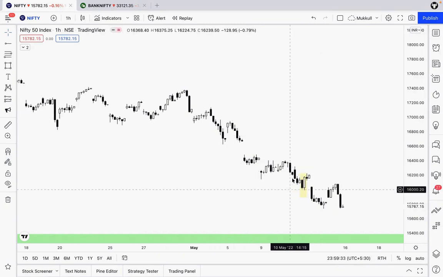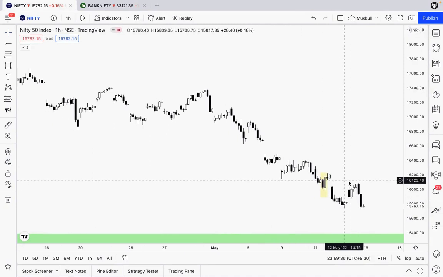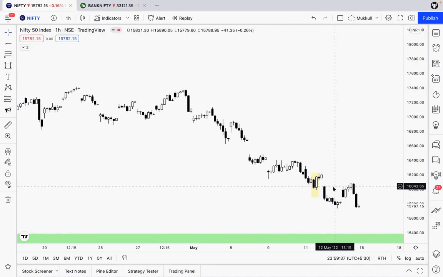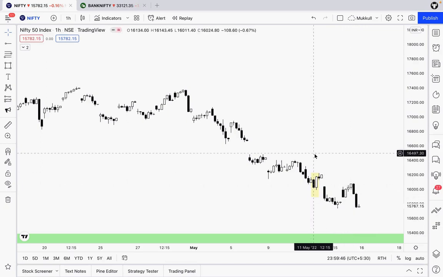Okay, but generally these types of patterns are regarded as reversal patterns. But you can see what happened the very next day, or the next couple of days. We will discuss that too.